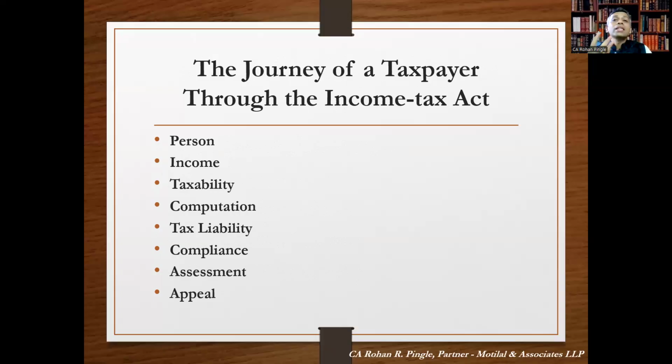Then the law classifies the income under the appropriate head, like salary, other sources, capital gains, business and profession. The taxable amount is then computed after considering the deductions, exemptions, set off and carry forward provisions. And then applicable tax rates are applied on the total income. And then advance tax, TDS, and self-assessment tax are adjusted.